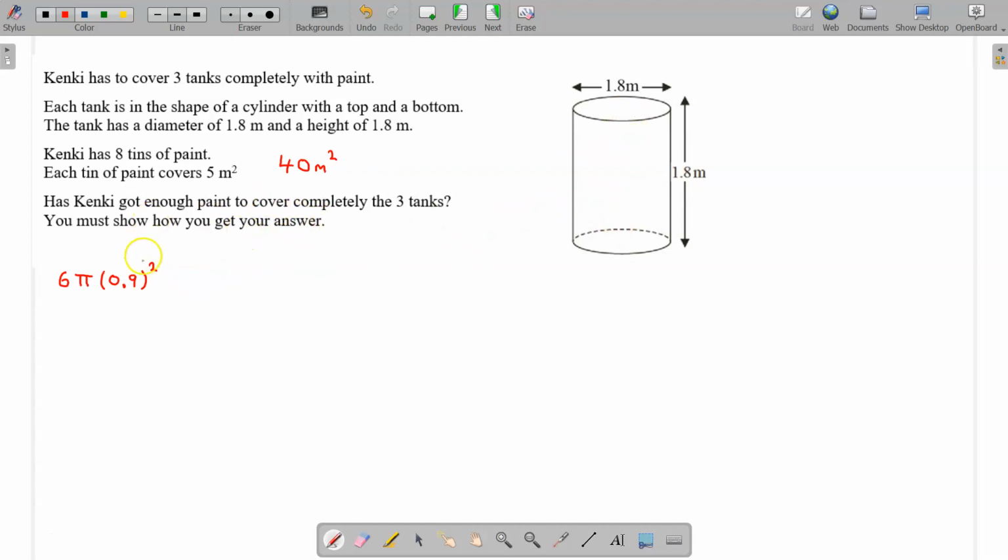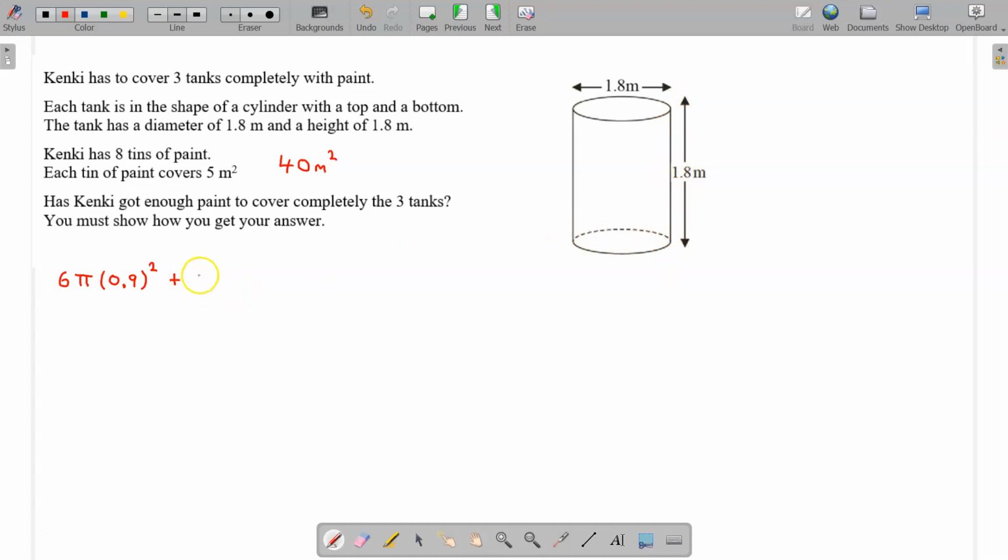And we've also got 3 lots of the curved piece round the side. Now the curved piece is a rectangle if you straightened it out, and the length of the rectangle is the same as the circumference of the circle. The circumference of a circle is pi d, or 2 pi r. So pi d is pi times 1.8, and then we have to times it by the width of the rectangle, which is also 1.8.